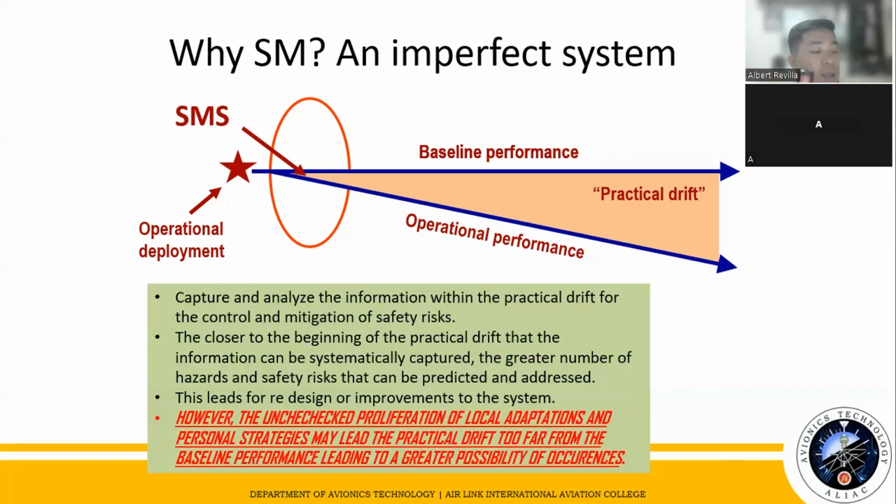So, sinasabi, the unchecked proliferation of local adaptations. So, it might mali yung strategic plan mo, ayan, to solve the hazard na na-identify mo, malaki yung possibility na yung practical drift mo ay lumayo or yung occurrence nung pinaka-risk nung accident or incident na mangyari. That's why you gather data, or you have to analyze your data collection thoroughly to identify and to mitigate it ng maayos.